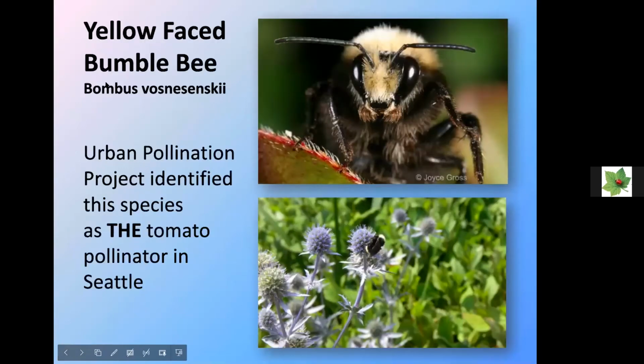So the yellow-faced bumblebee, this is one of those main guys that you're going to see out moving around. I agree with the Urban Pollination Project in that they're one of the most important pollinators for tomatoes. Because of the way that their stigma and anther are situated in the flower, tomatoes need to be shaken a little bit. And so the vibrations that the bumblebees give off are a great way to help that pollen to move around and to pollinate a tomato well.